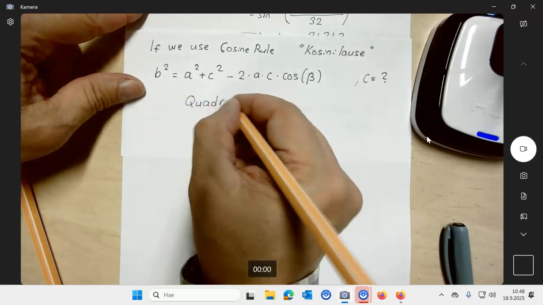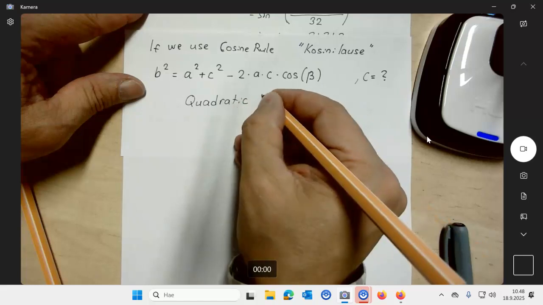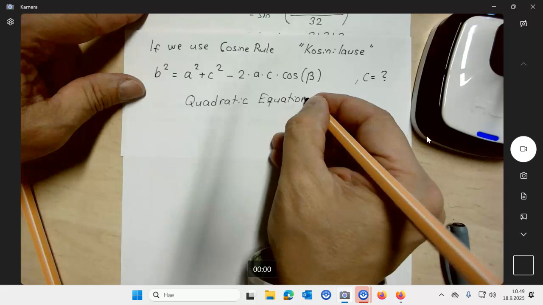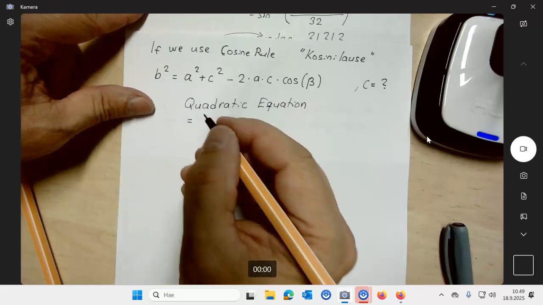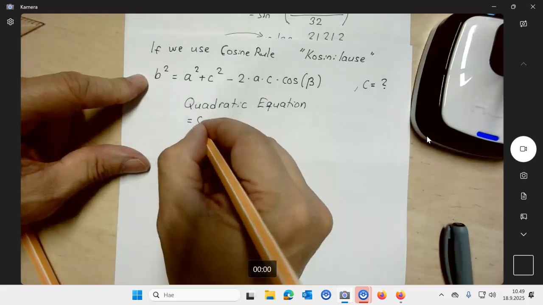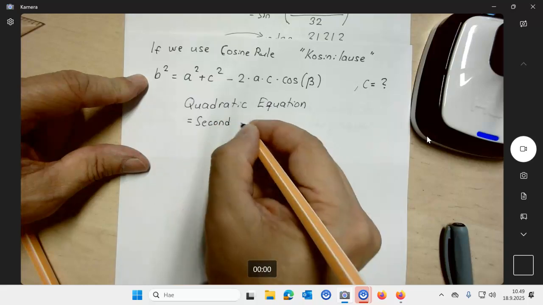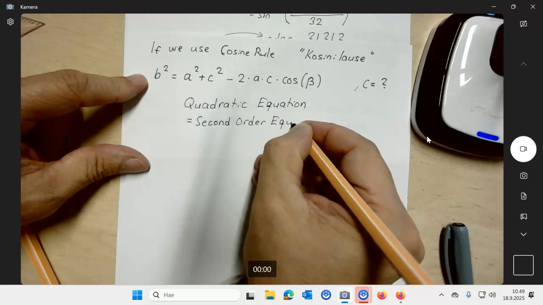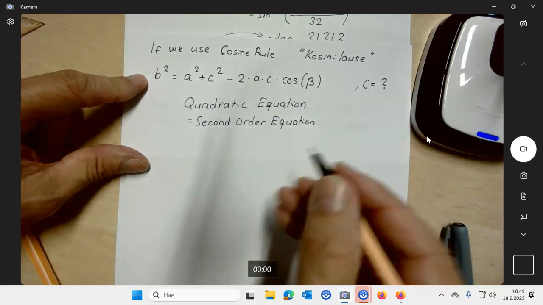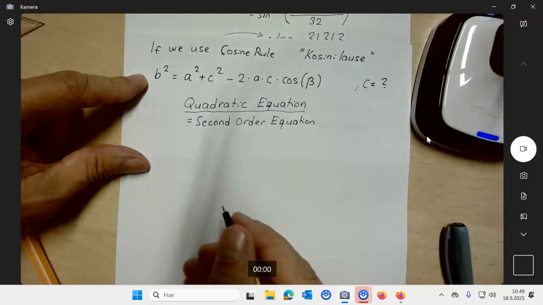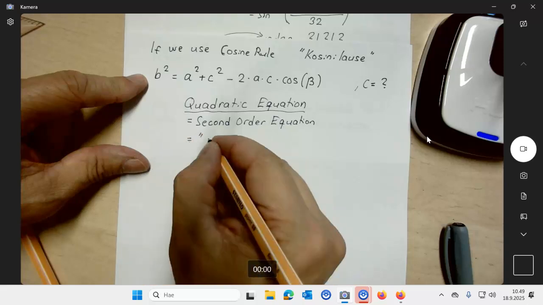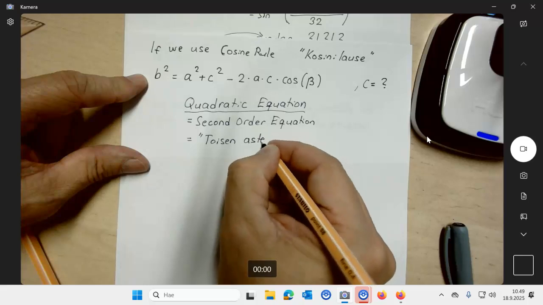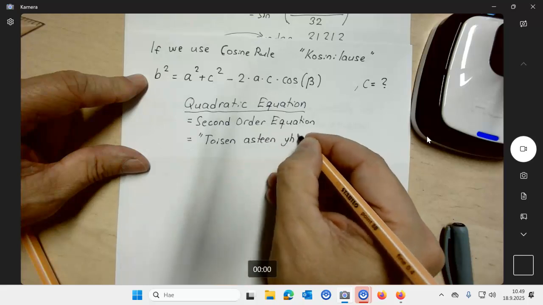It would be quadratic equation or second order equation. In Finnish it is toisen asteen yhtälö.